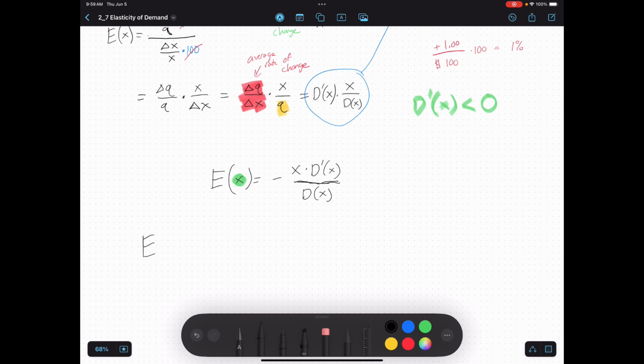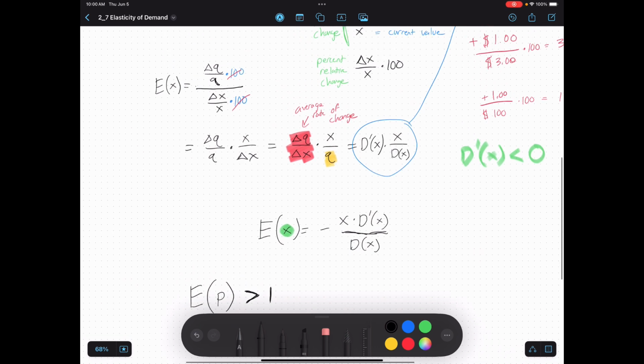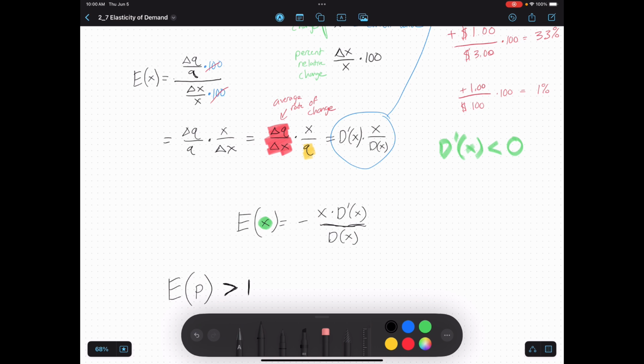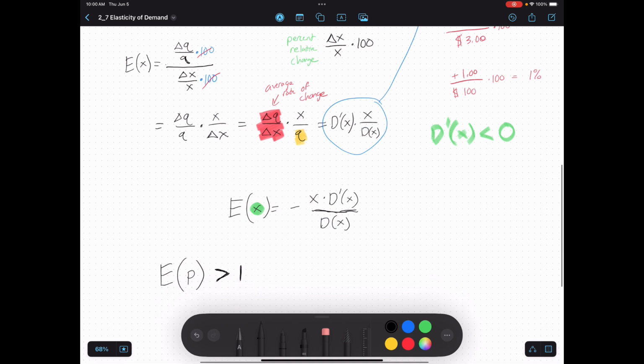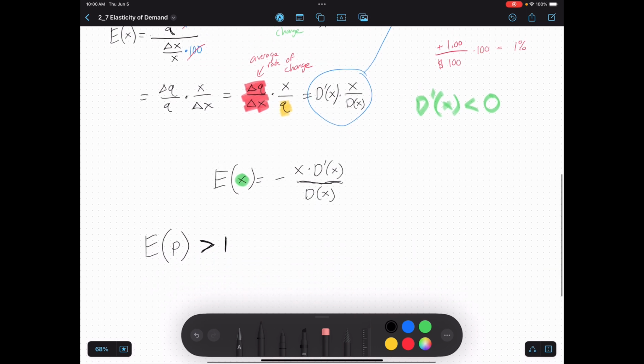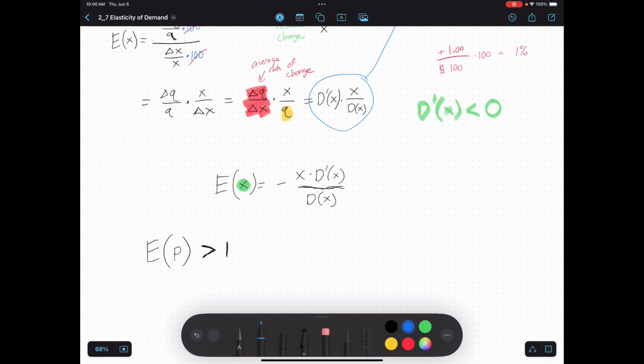So let's say I input a specific price. We're going to say P for a specific price. And I end up getting a value greater than 1. What does that tell me? Well, remember, the elasticity formula is this ratio of the relative change in quantity compared with the relative change in price. If my elasticity is greater than 1, this means that the relative change in demand is greater than the relative change in price. How do I know that?